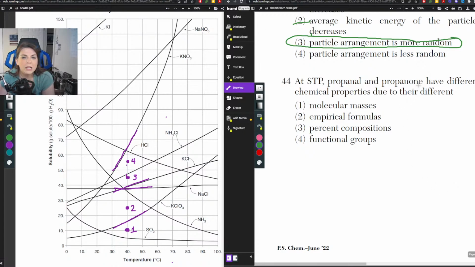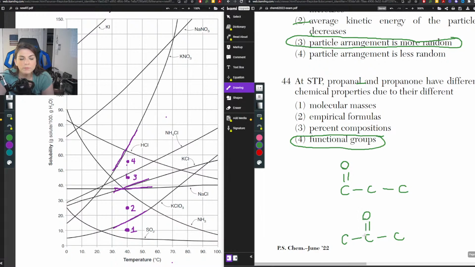At STP, propanal and propanone have different chemical properties due to their different structures. Properties are always going to come down to structure. Propanal and propanone, if you were to draw them, are isomers of each other, and we kind of did this yesterday in that test. Propanal is going to have 3 carbons. The -al at the end tells you that you have a double bonded oxygen on the end of the molecule, but propanone is going to put that double bonded oxygen in the middle of the molecule. It just can't be on the end, and in propanone, the only option is the middle. And then fill in the rest with hydrogens.